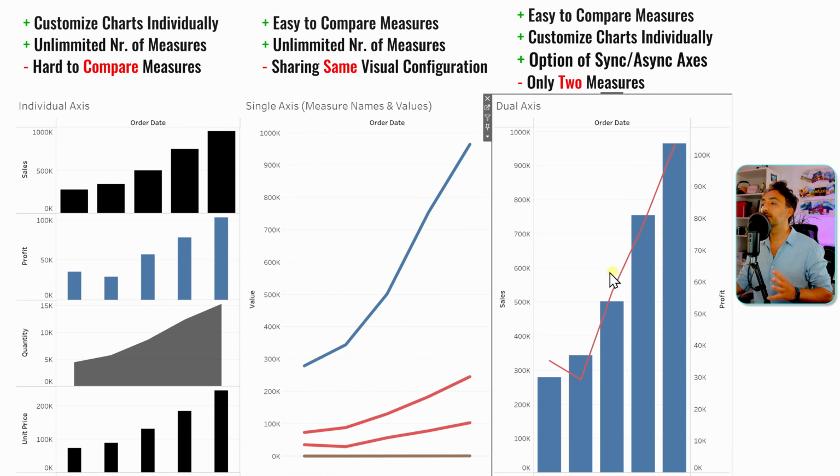So the main benefit of the dual axis is that we can compare two measures closely to each other. We can define whether we're gonna synchronize the axis or not. And here the advantage compared to the previous one, the single axis, is that we can customize the visuals for each measure independently. So here we have a line diagram together with a bar diagram. The only disadvantage of this method is that we can compare only two measures.